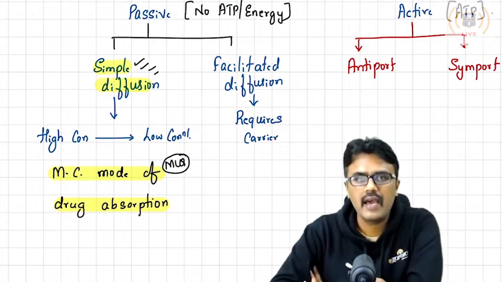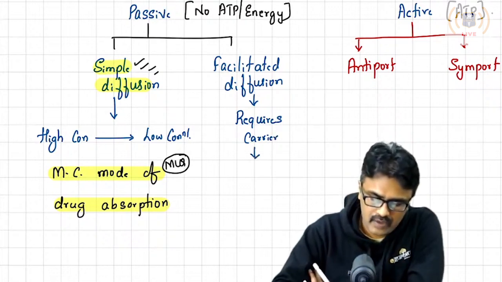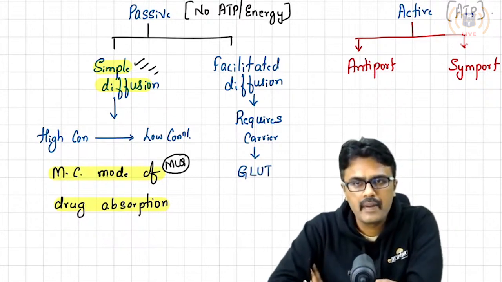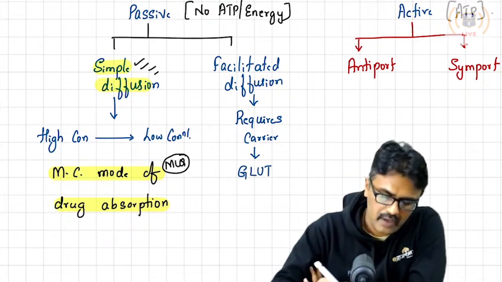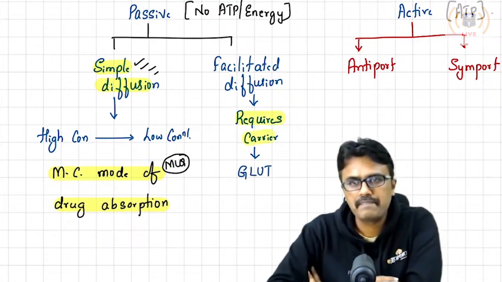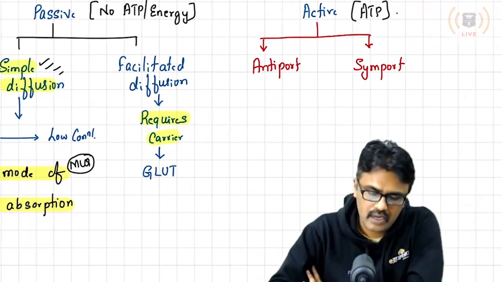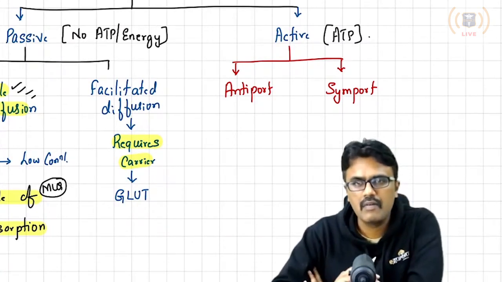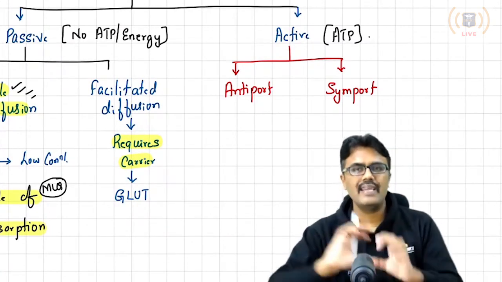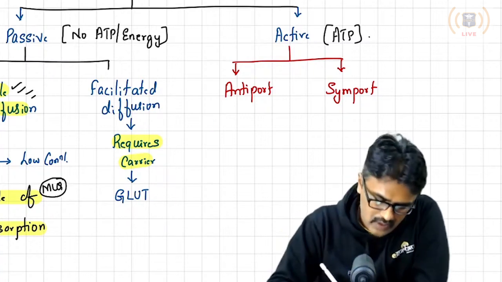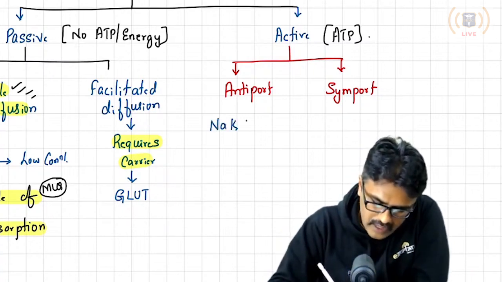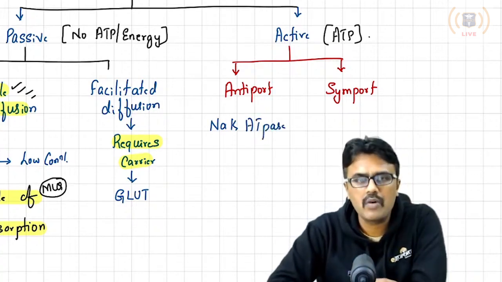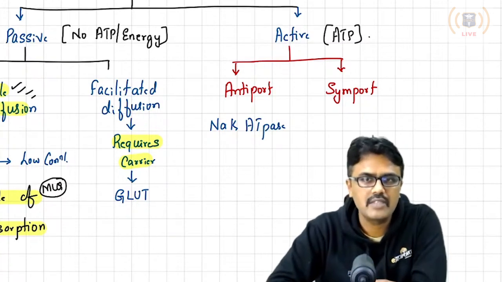It requires a carrier. For example, the transporter is the glucose transporter. Now it requires a carrier, but simple diffusion doesn't require a carrier. Active transport requires ATP. The meaning of antiport is that the transporter will exchange substances in opposite ways. For example, sodium-potassium ATPase. This is a pump which will throw the sodium out and bring in potassium.